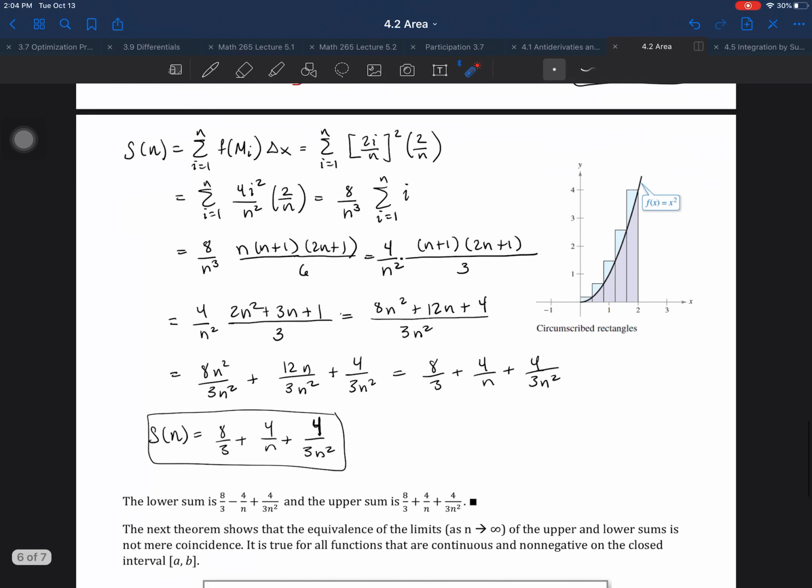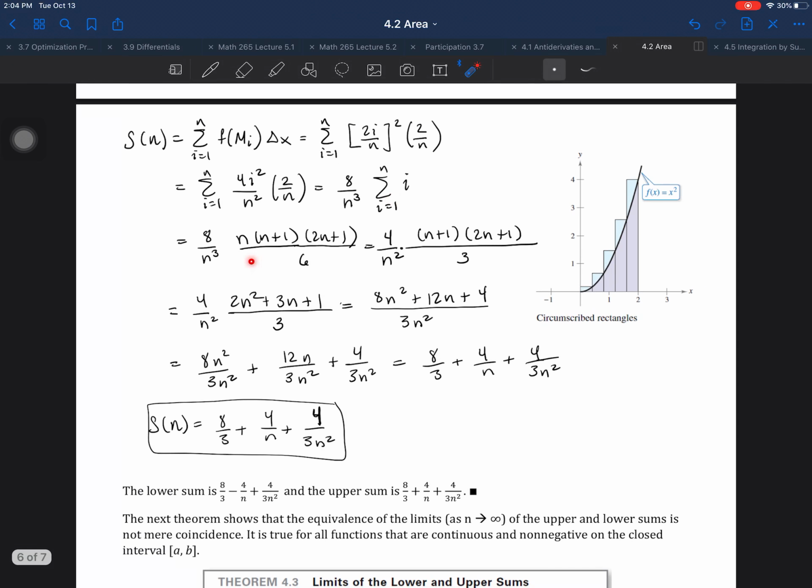And this summation of i, sorry, that's an i squared. Following the summation formulas above, this will give me n times n plus 1 times 2n plus 1 over 6 times the factor outside, which is 8 over n cubed. Then what I end up doing again, as I did before, I don't want to multiply this whole thing, I mean, that's a lot of work. So if I can find something that I can simplify, it would be nice.